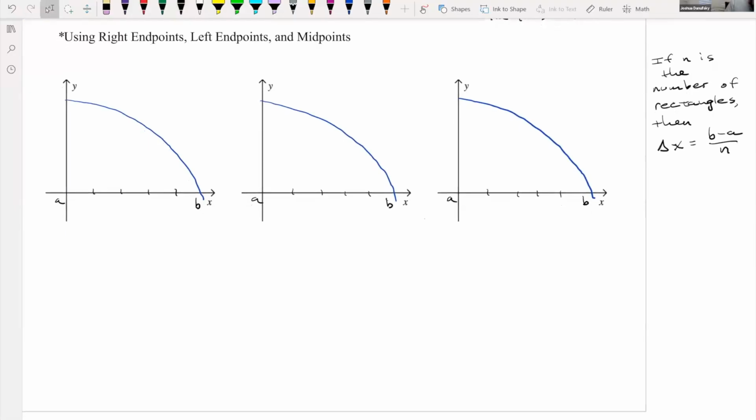Now we're going to draw rectangles in three different ways. We're going to do it once with right endpoints, once with left endpoints, and then once with midpoints.